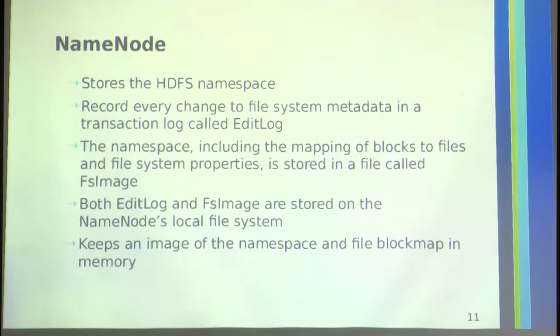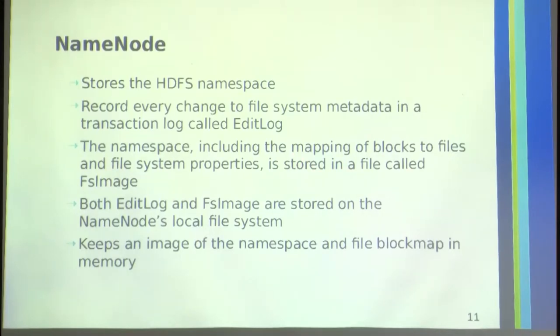So there's a separate thing called an edit log that, when you make changes, is a sequence of changes that were made to the namespace. So the namespace, including the mapping of the blocks to the files and file system properties, is stored in a file called a file system image.